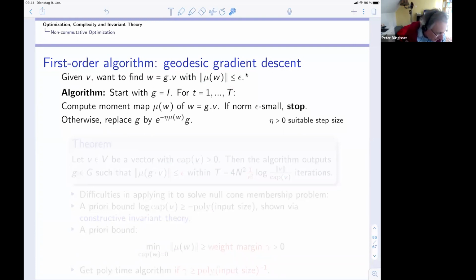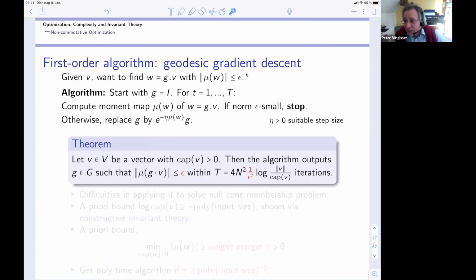We start with G equal to the identity matrix, and then for a certain number of iterations, what do we do? It's inductive, of course. Given a W, we compute the moment map, so we compute the gradient, compute the norm, and check: is it less than epsilon? If it's less than epsilon, we stop. If not, we do a step. Basically it means we go in the direction of the gradient, steepest descent, for a certain step size eta that one can figure out. Then we get this result, and it's actually not hard to prove.